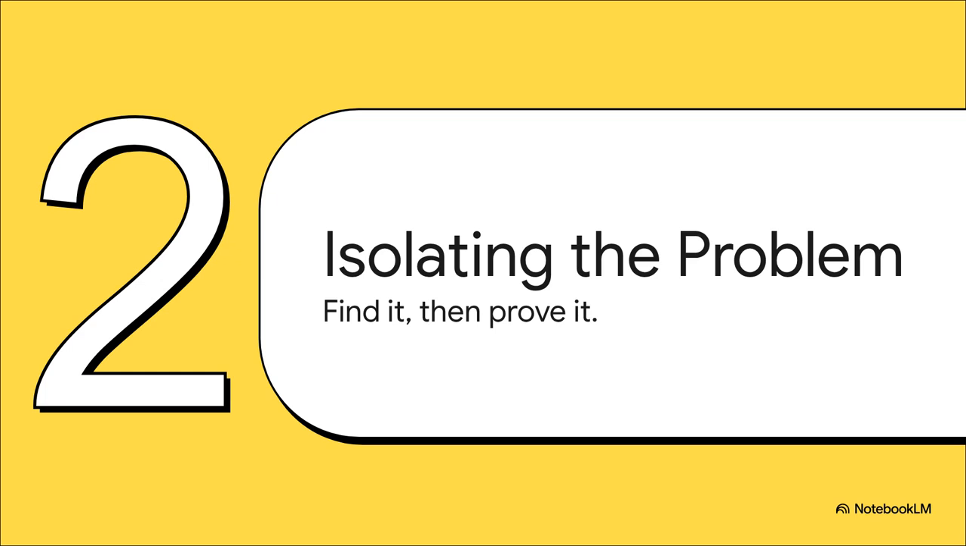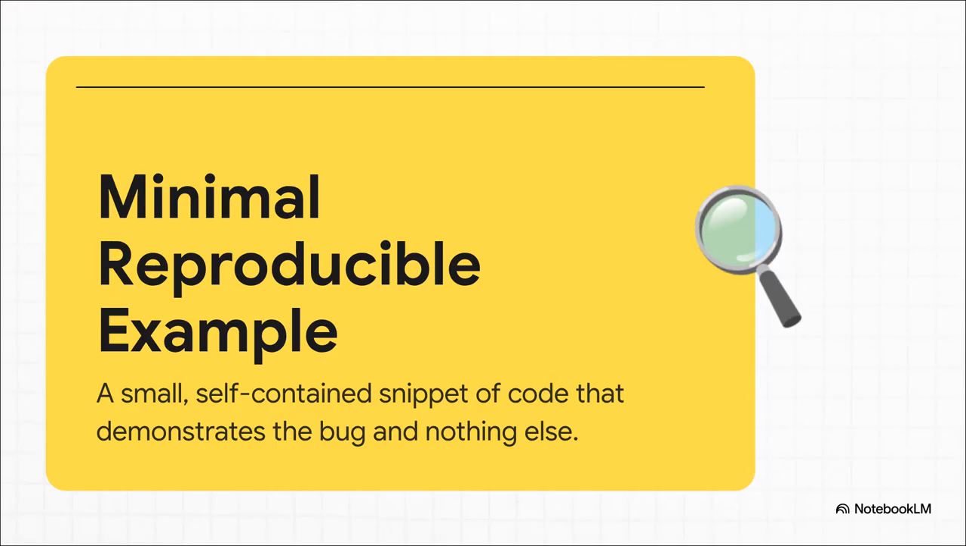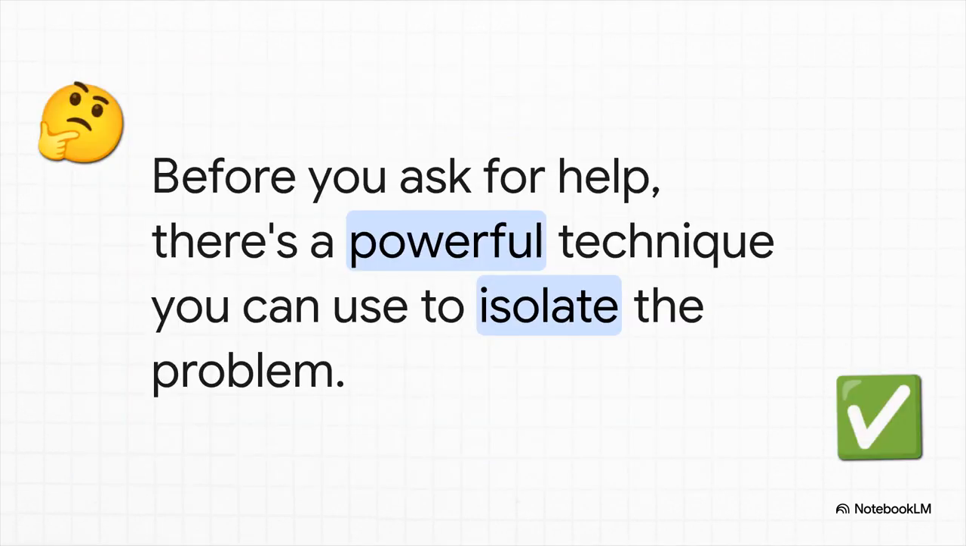Okay, so now that we've figured out the type of error and the line where it happened, the next phase of our investigation begins. We need to isolate the bug from the rest of the application so we can truly understand it and fix it. And to do that, we need one of the most important tools in all of debugging, the minimal reproducible example. This is just a tiny little piece of code that does one thing and one thing only. It triggers your bug. Creating this forces you to strip away everything that isn't necessary, and that helps you really understand the core issue.